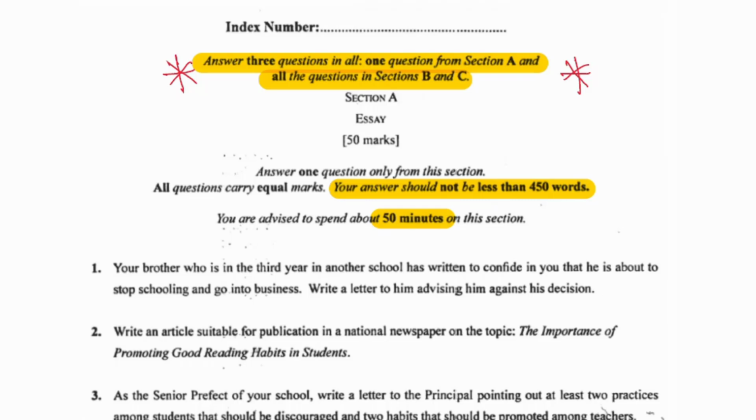So this is section A, and it is on essay. It is going to take 50 marks, and again, answer 1 question only from this section. So please students, don't make the mistake of answering 2 or more questions. You are only to answer 1 question, and the very first instruction is that your answer in this essay should not be less than 450 words.